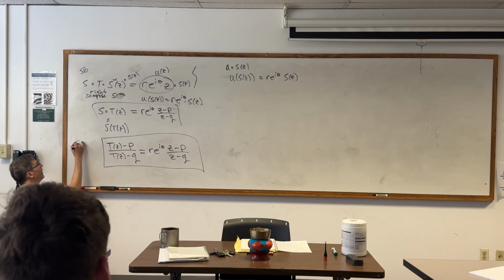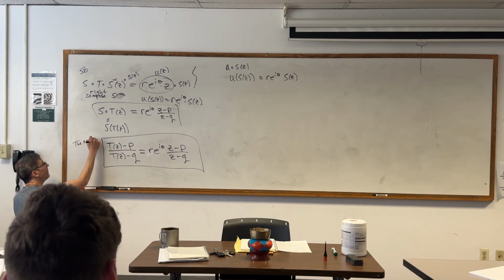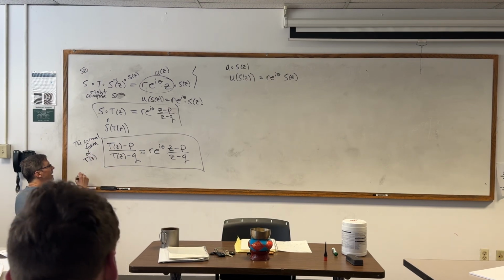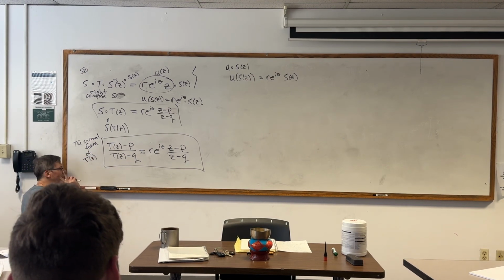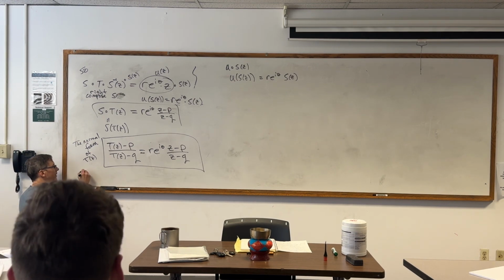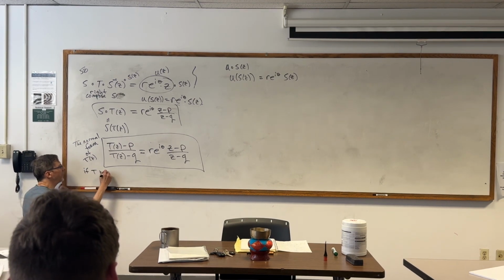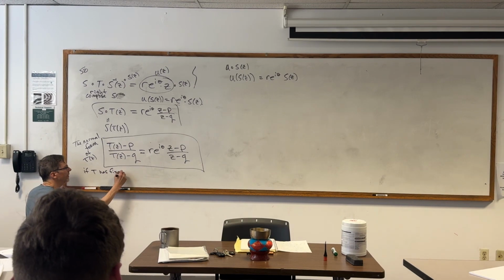So this is the normal form of T of Z, and only if you have 2 distinct fixed points. If T has fixed points, P and Q.